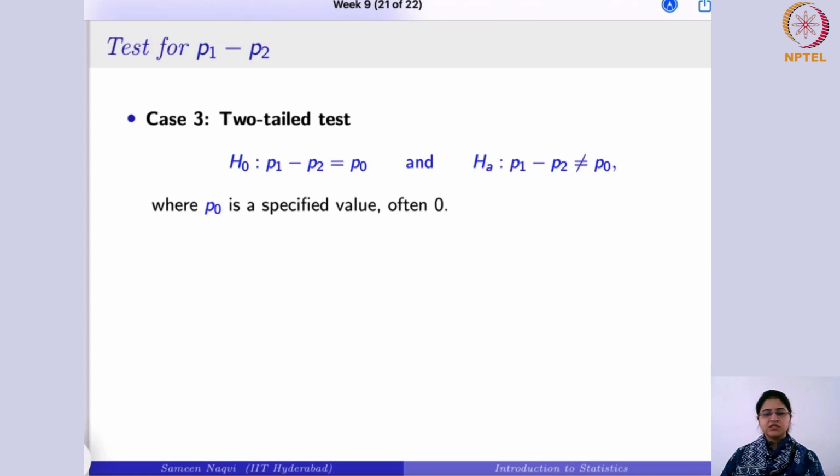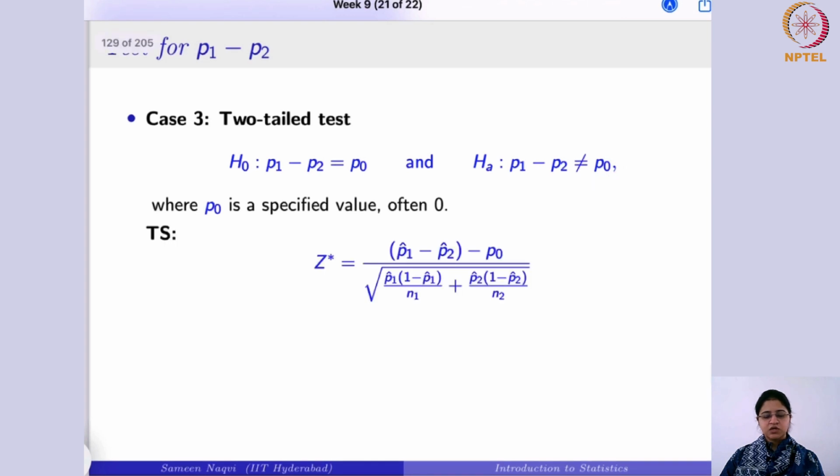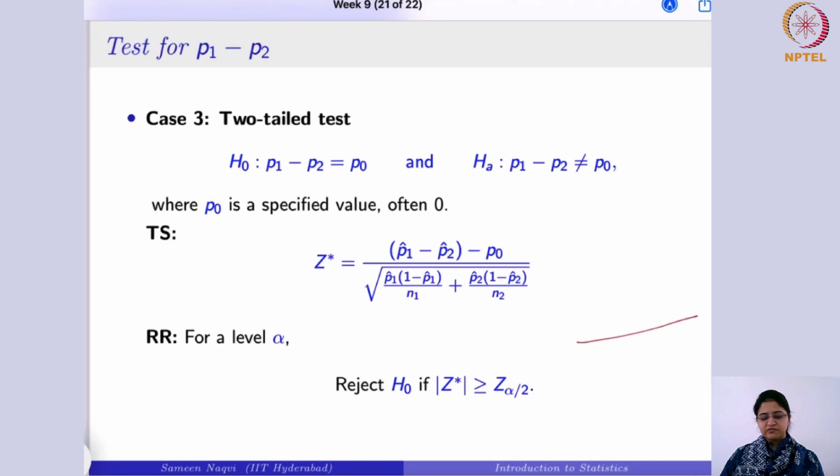Likewise, you can have the two-tailed test also. Difference of the two proportions is not same as P naught. That is the specified value. We can take it as 0 also. Test statistic would remain same, and you would reject the null hypothesis if this happens, right? If it is minus z alpha by 2 this side, it would be z alpha by 2 this side because it is symmetric. Here it would be alpha by 2, and this is again alpha by 2. So in between you have 1 minus alpha. So you will reject the null hypothesis if it falls in this shaded portion.